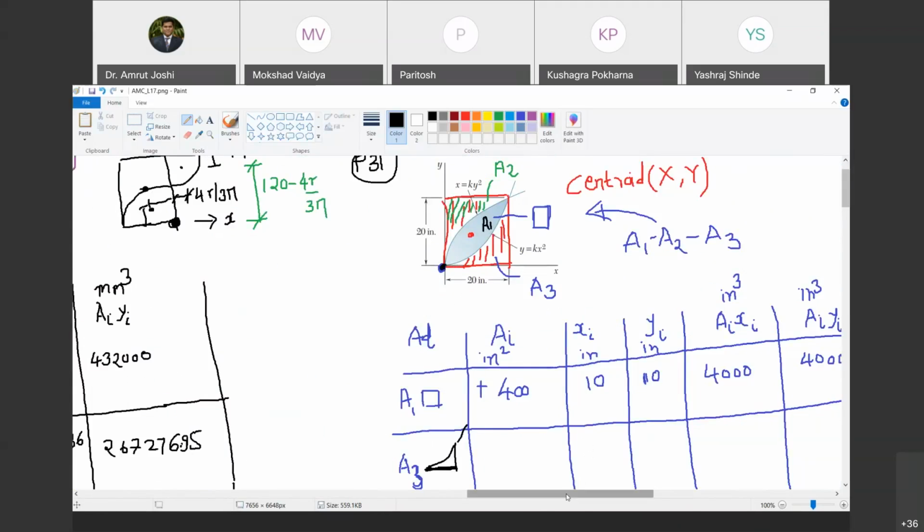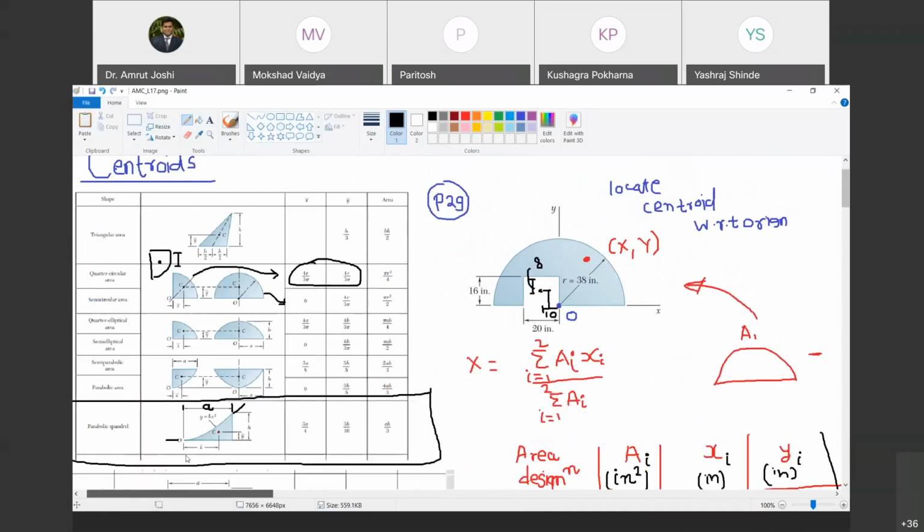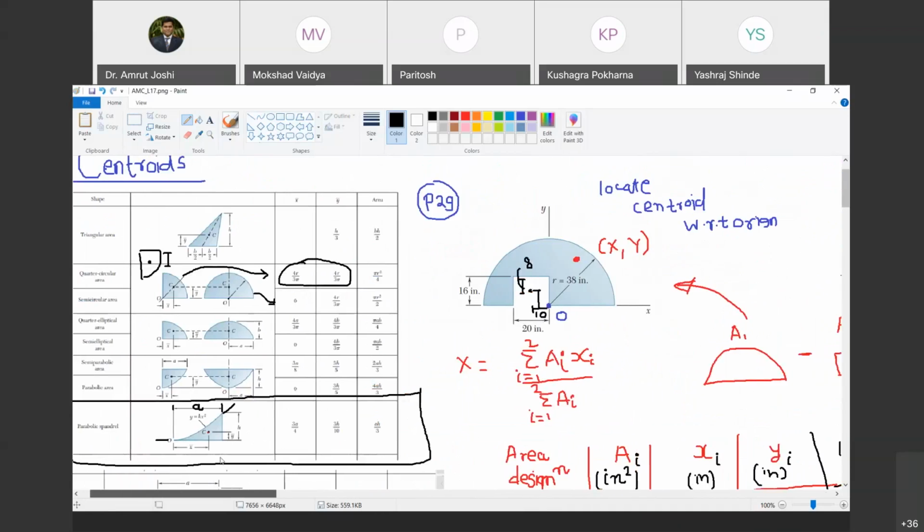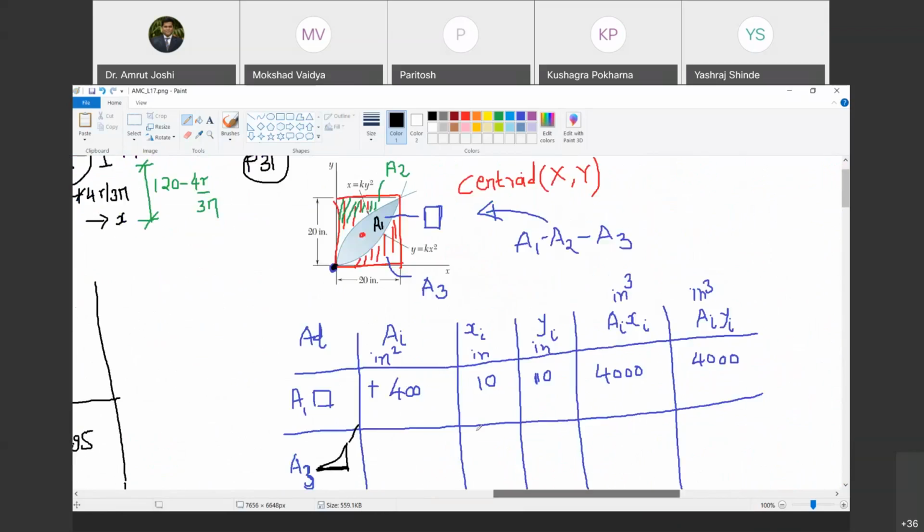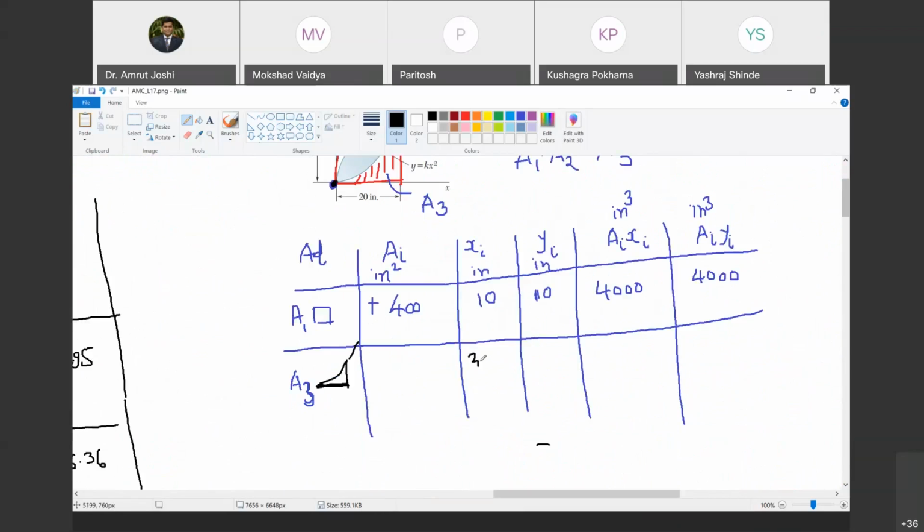Yes. So what is the formula? Formula is 3a by 4. So I will write that here: 3 into 20 by 4. This is x and positive. Are you with me? So it is 15 mm. Happy? Yes, sir. Correct? Yes, sir. Now, what about y bar?